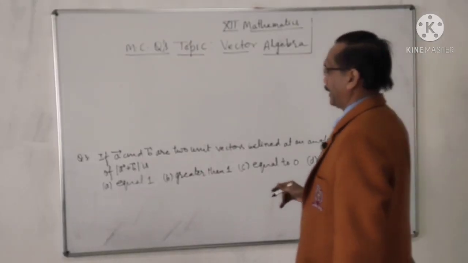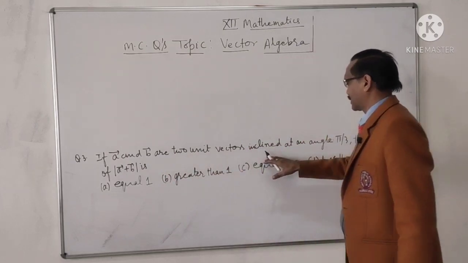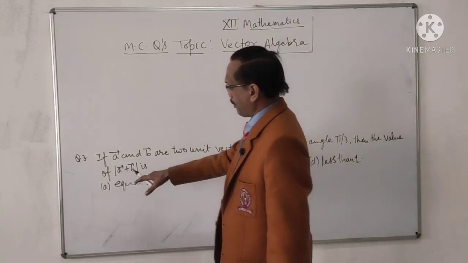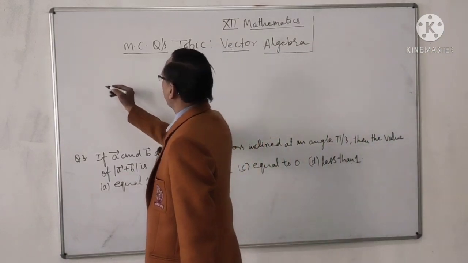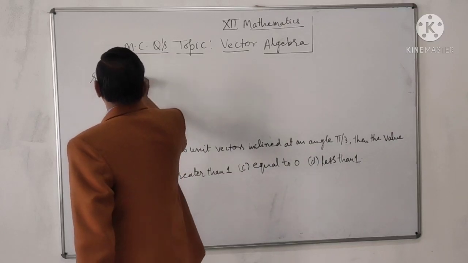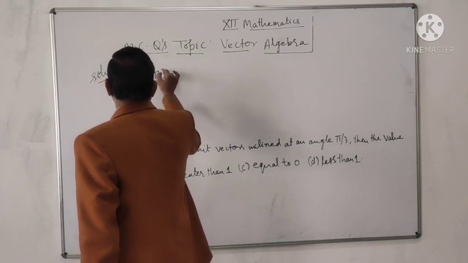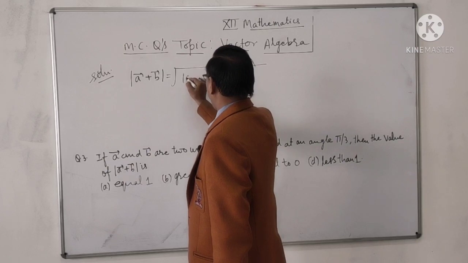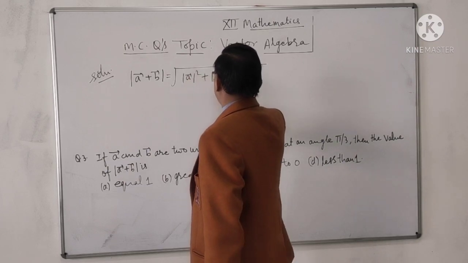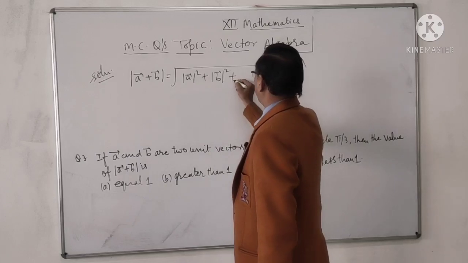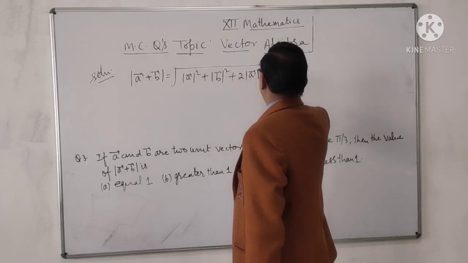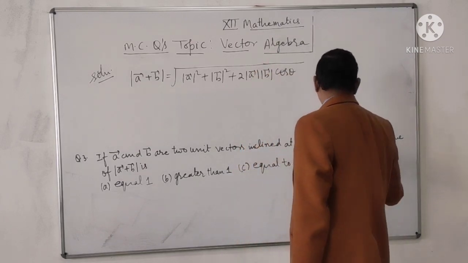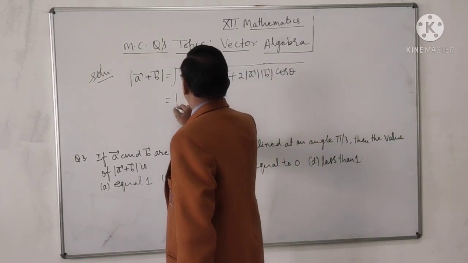So now question 3. If A and B are two unit vectors inclined at angle pi by 3, then the value of mod A plus B is. Solution 3. Mod of A plus B equals root, there is a formula, mod A square plus mod B square plus 2 mod A mod B cos theta. Here theta is pi by 3 and A and B are unit vectors.